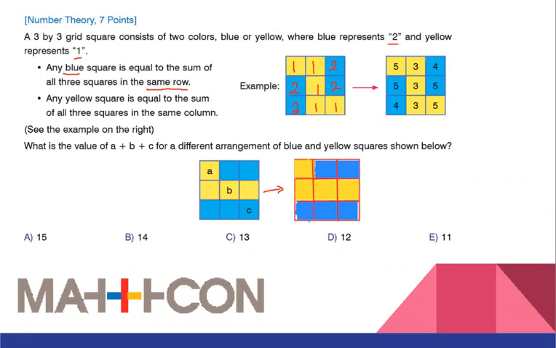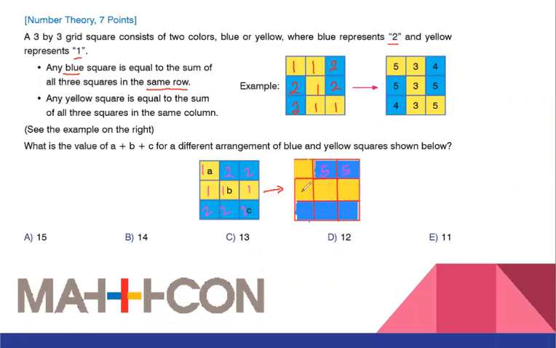So again, based on what we just discovered in our previous example, we just want to use it. Any blue square is equal to the sum of the numbers in each row. Remember the blue was 2, so this is 2, this is 2, this is 1. Again, these are my original values for these colors. So this is 2, this is 2, this is 2. When you add these three numbers, you get 5. So any blue squares on this row will be 5. So that's 5 and that's 5.